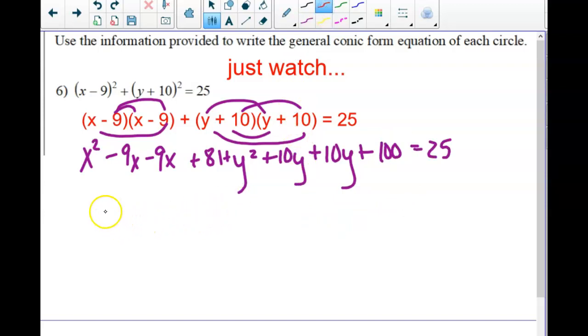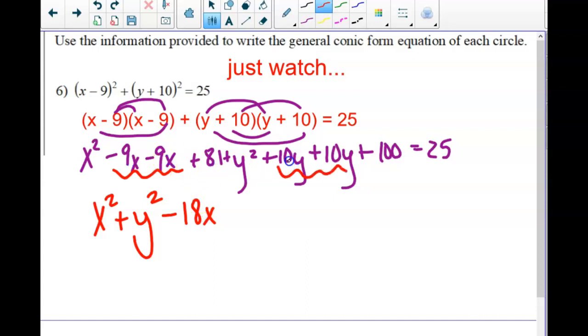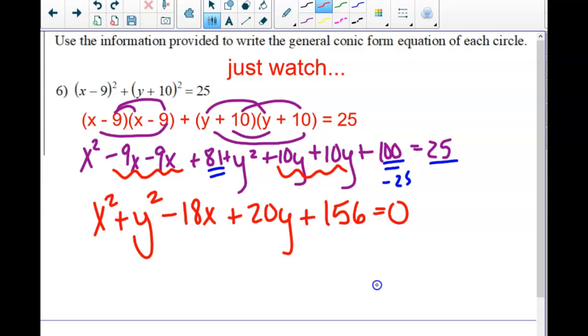So general conic form, they would put the x squared and then the y squared. And then all the x's. How many x's do I have, guys? Negative 18, everybody okay? Where's a negative 9 and a negative 9? There's two of those. Over here, 10y plus 10y is 20y. And then they would put the constant at the back, 81 and 100, and we would need to subtract the 25 over. Can anybody do that for me? What's 181 minus 25? 156, did I get that right? Okay. That's what's called general conic form.